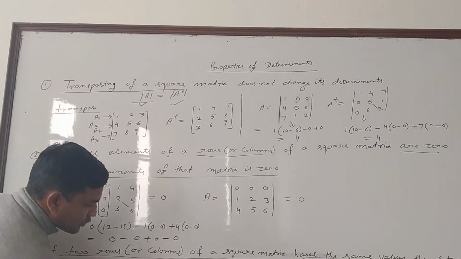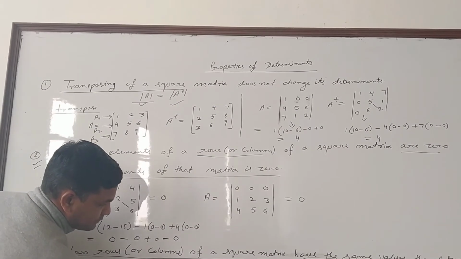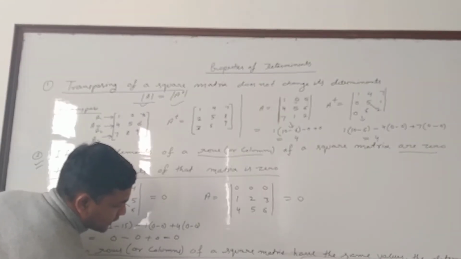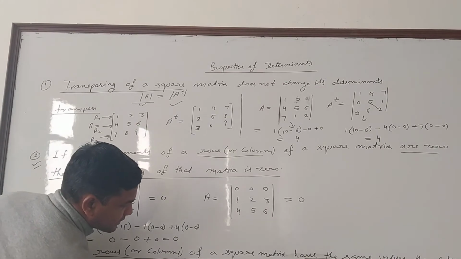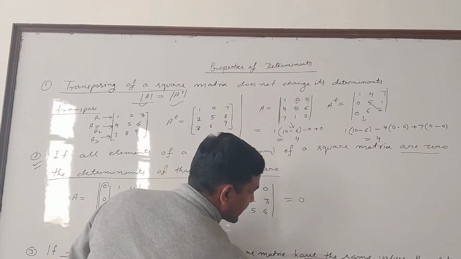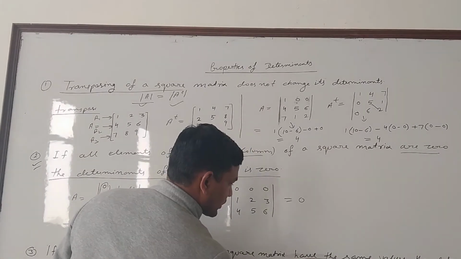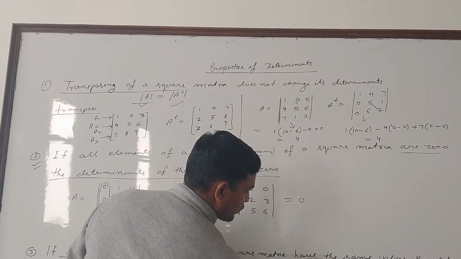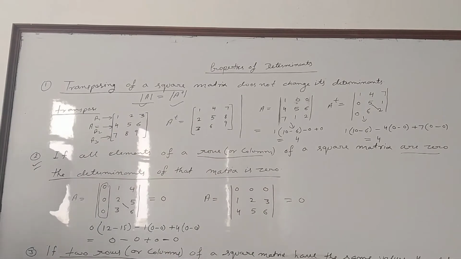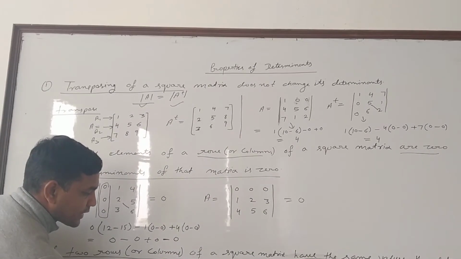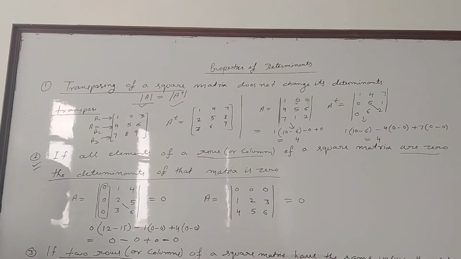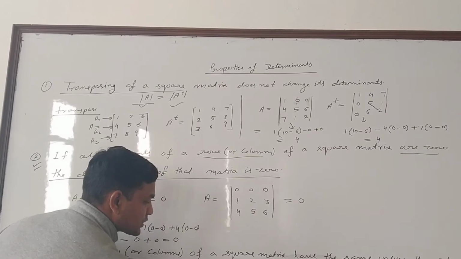For example, suppose that A equal to this: 1, 2, 3, and this is 1, 2, 3, and the last row is 5, 6, and 7. This is the first example. And the second example, B equal to 5, 6, 7, 4, 9, and 4, 9, and 2, 3. In the first determinant, the first row is identical with the second row. Both rows are the same. In this case, the determinant of A is always equal to 0.